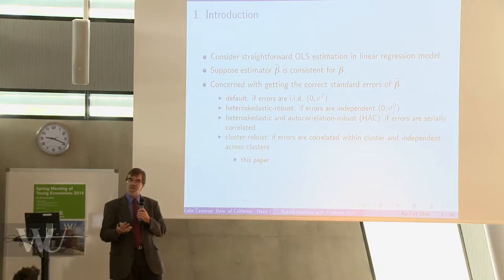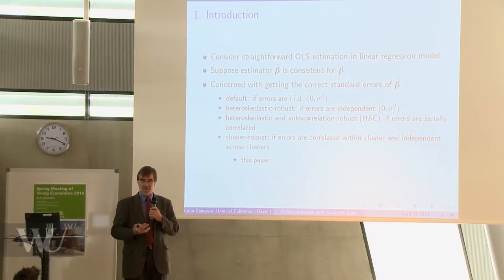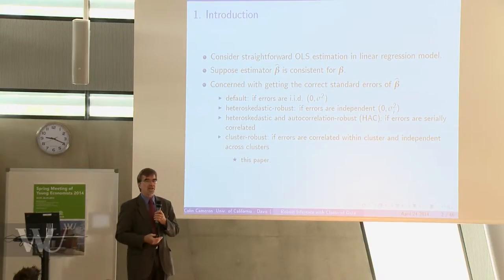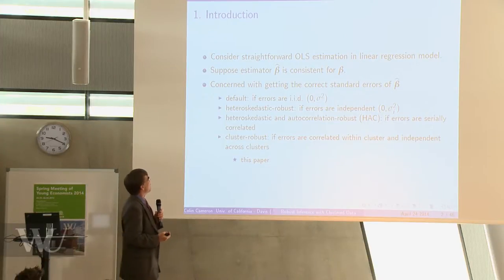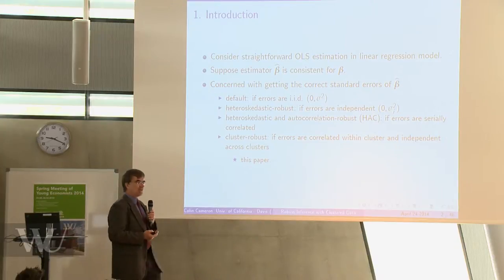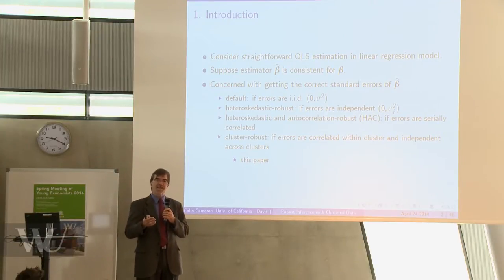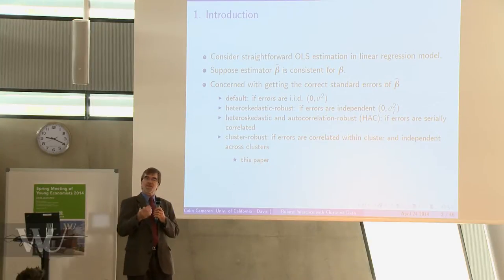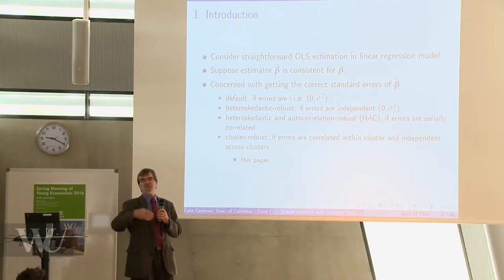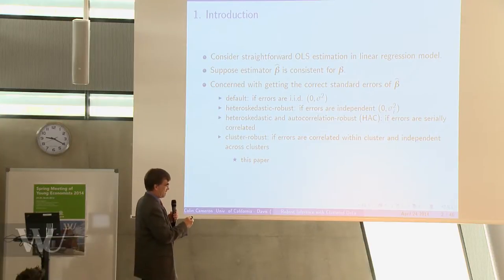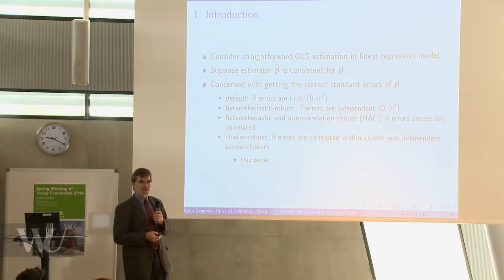I'm going to talk mainly about Stata, because that's what the majority of people analyzing microeconomic data use. Particularly for clustering, Stata offers more than most other statistical packages. In Stata and other packages, you go regress y x, and that gives you some output. Then there are these options. The default assumes the errors are independent and identically distributed. But then you say, actually, I think the error variance differs across individuals. So there's a heteroscedastic-robust option: regress y x, vce robust.